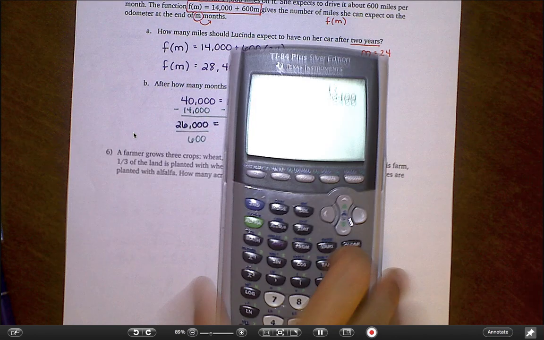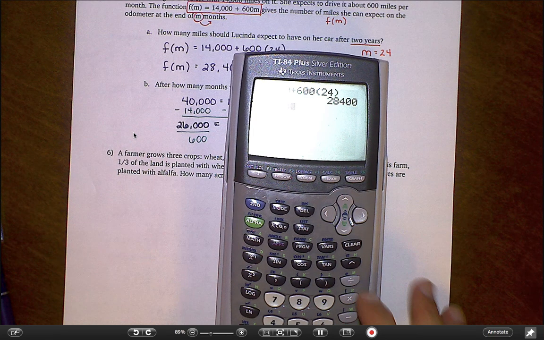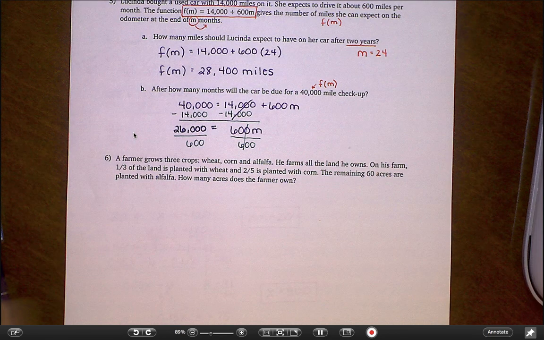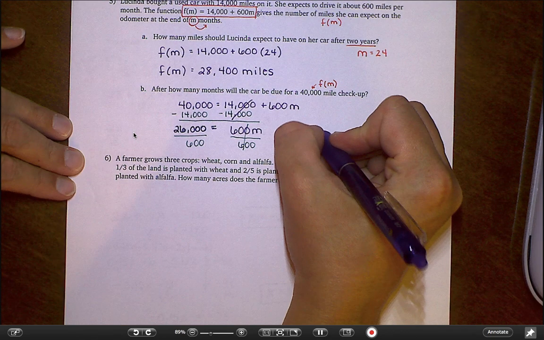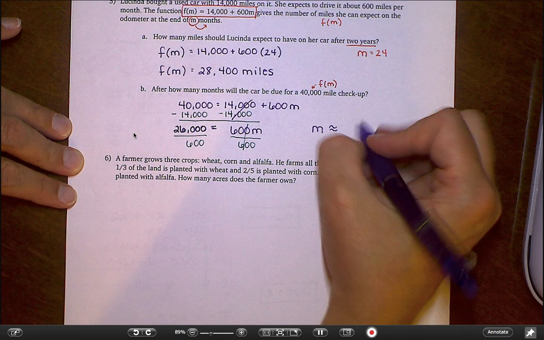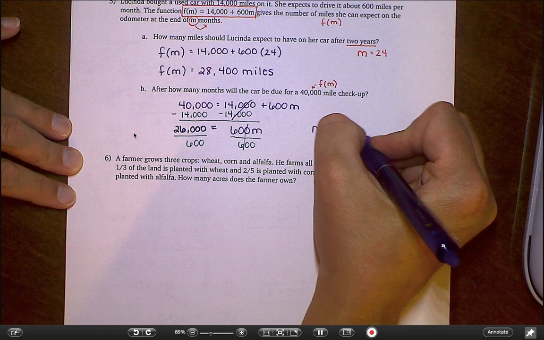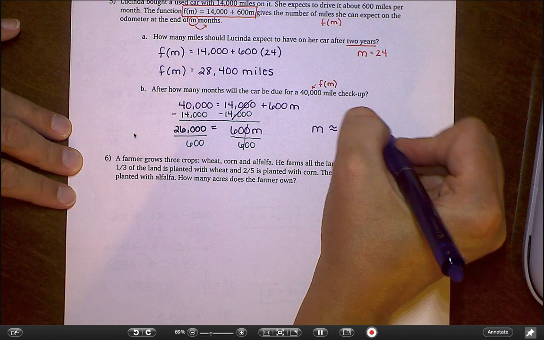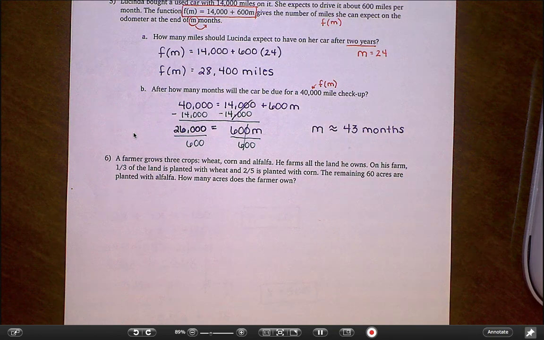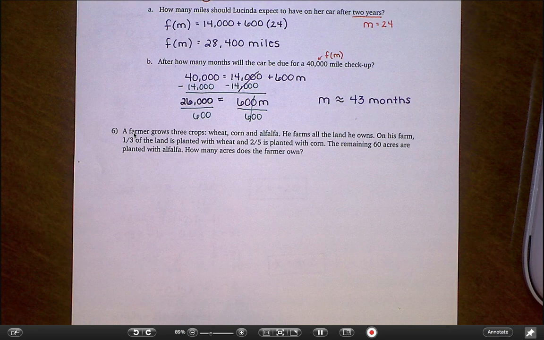So 26,000 divided by 600, and I end up with 43.3 months. Because it makes more sense for that to be a whole number, I would just say approximately 43 months. If I wanted to turn that back into years, I certainly could. That's like 3.5-ish years, but 43 months would work here. However, 600 miles a month is pretty low, so that might not be super realistic.